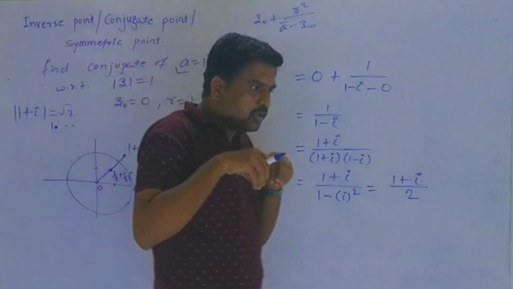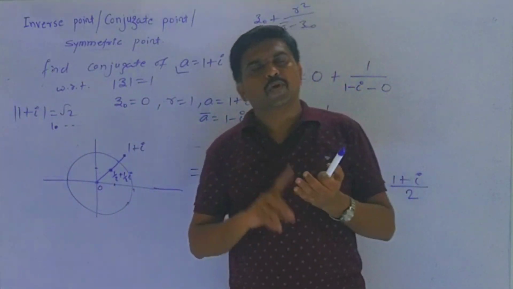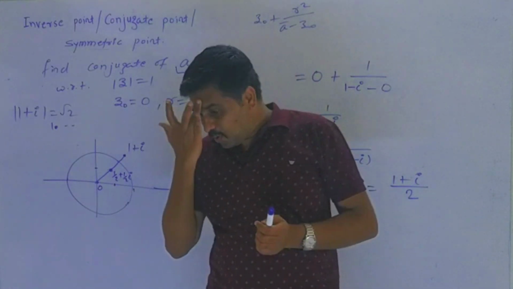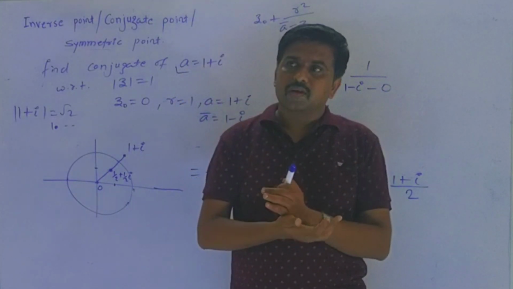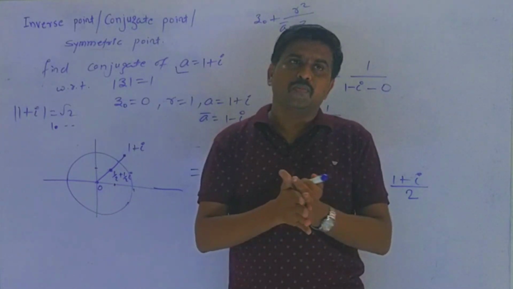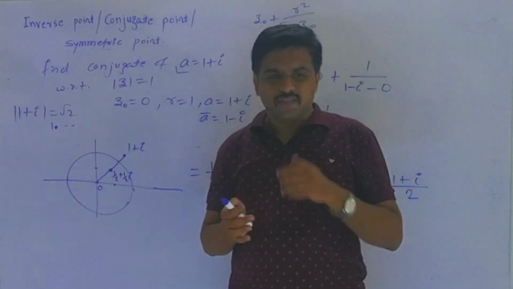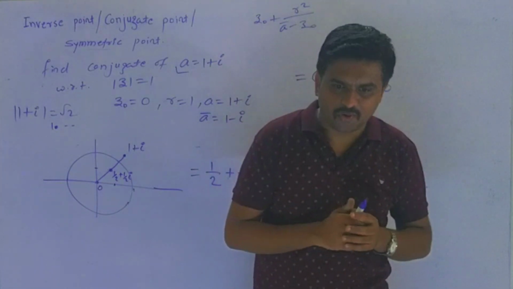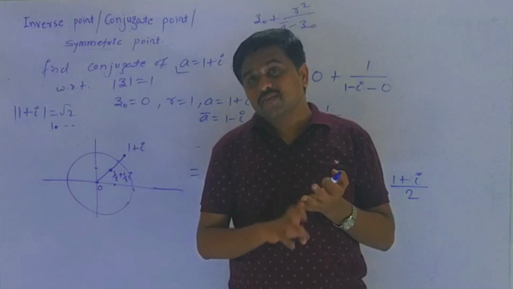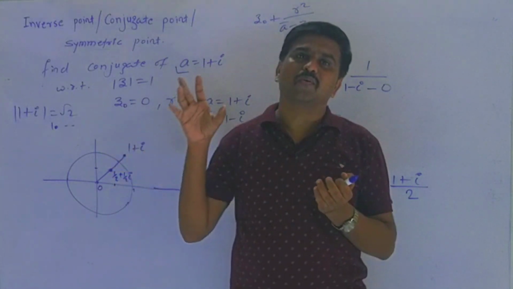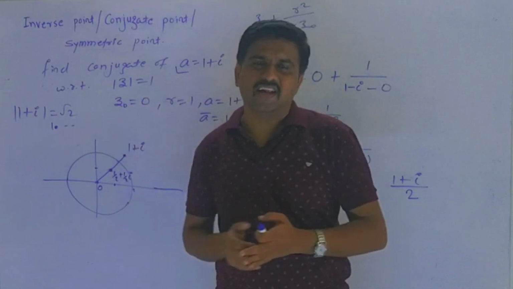So this is the main portion of this video: the conjugate point or inverse point with respect to a circle. I hope that I have changed your mind towards the concept of symmetric point, conjugate point, right? So conjugate is not always 1 plus I as 1 minus I. It depends on with respect to which curve.